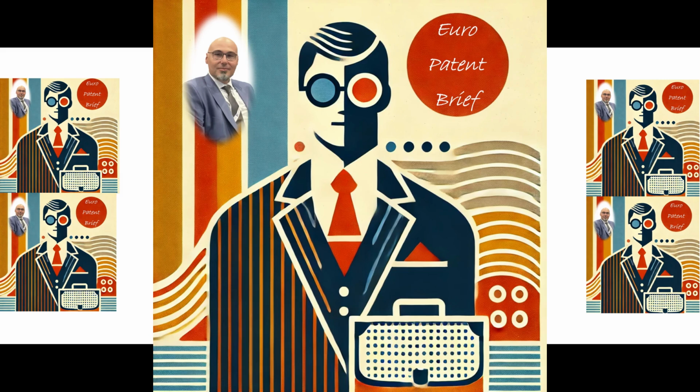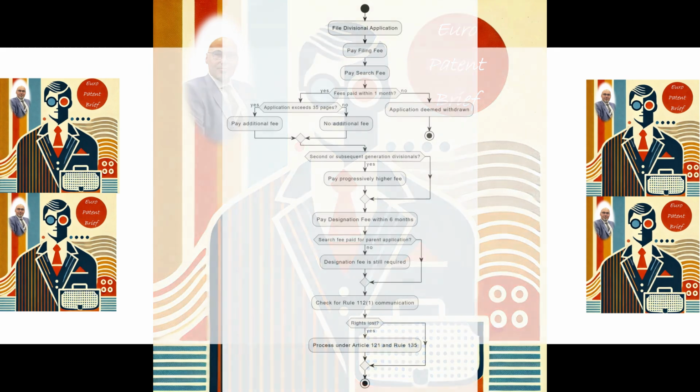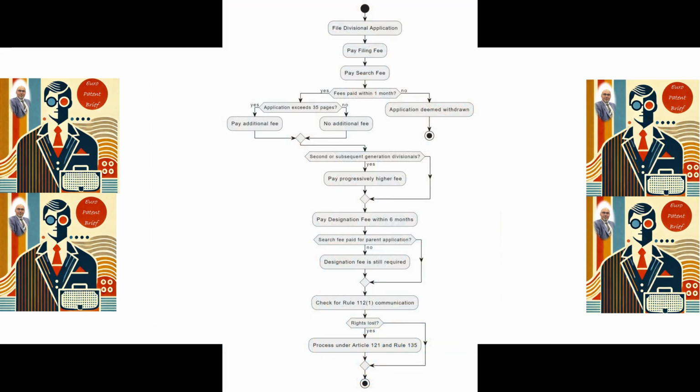Chapter 4, Special Provisions. Welcome to your Euro Patent Brief Journey with Baris. We're going to explore some important special provisions, starting with the fees involved in divisional applications, and moving to Article 61 applications. Let's take our time here and make sure we understand each step. Are you ready? Let's dive in.